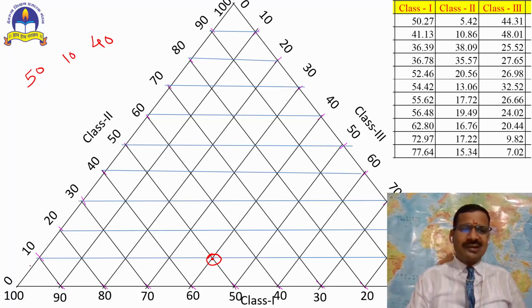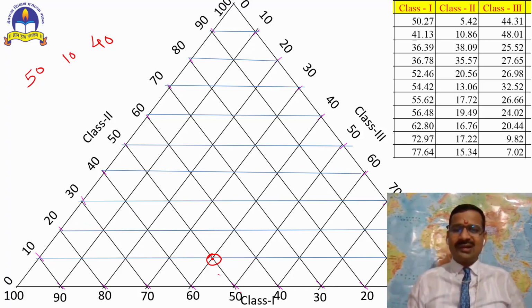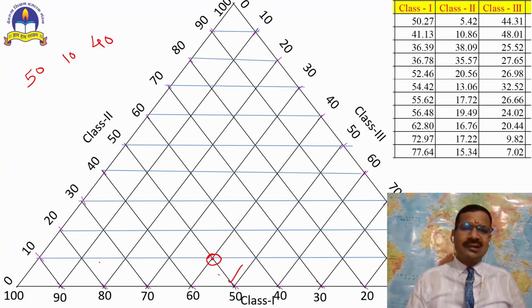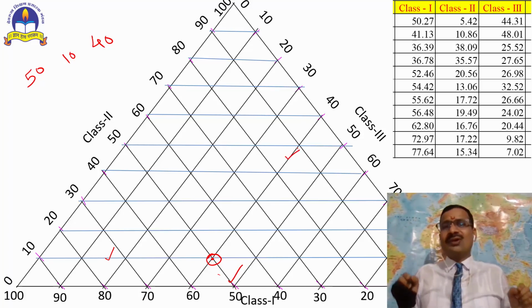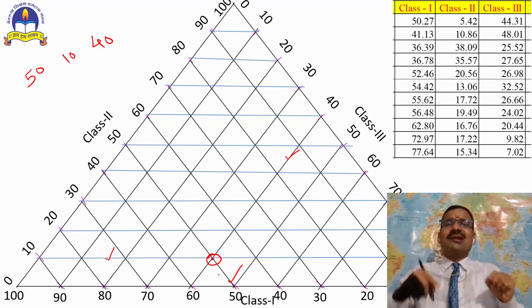If you consider the place of 2, automatically the third point will be acquired here. And here you can see that class 1 city has the percentage of 50. It is depicted on this line. Then class 2 cities have the percentage of 10. It is depicted through this line. And class 3 cities have the percentage of 40. It is depicted on the same point.